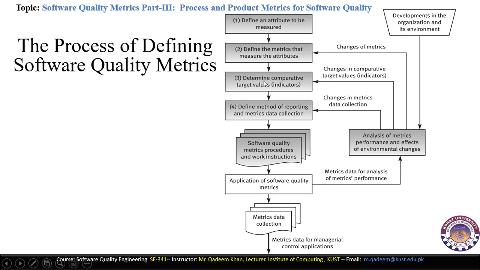So here we will determine comparative target values. Comparative target values are those values which are our expected or desired values. For example, we want that the software should not fail. So here we will identify different comparative values. The comparative target values are in fact those desired values of the metric which we think will give us good quality attributes for this particular project. Next, number 4, defining the methods of reporting and metric data collection.